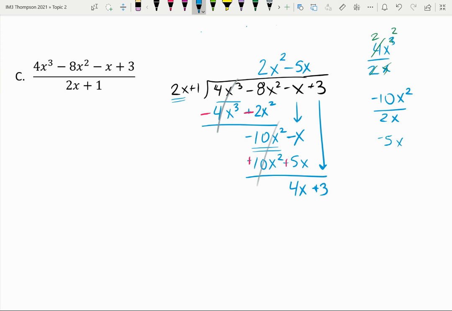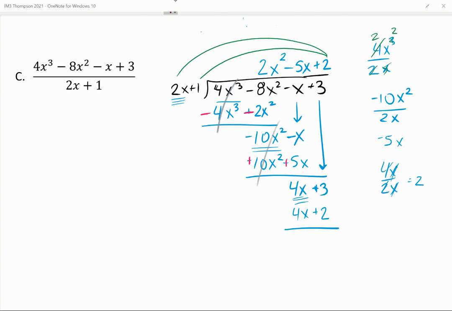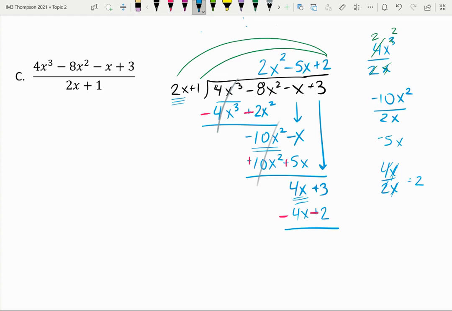Start the cycle over. So now I'm putting 2x into 4x. Well, 4x divided by 2x just gives me 2. So I have a positive 2. Then I distribute. 2 times 2x is 4x. 2 times 1 is 2. Change the signs. 4x minus 4x cancels. Plus 3 minus 2 gives me a 1. I have a remainder of 1.